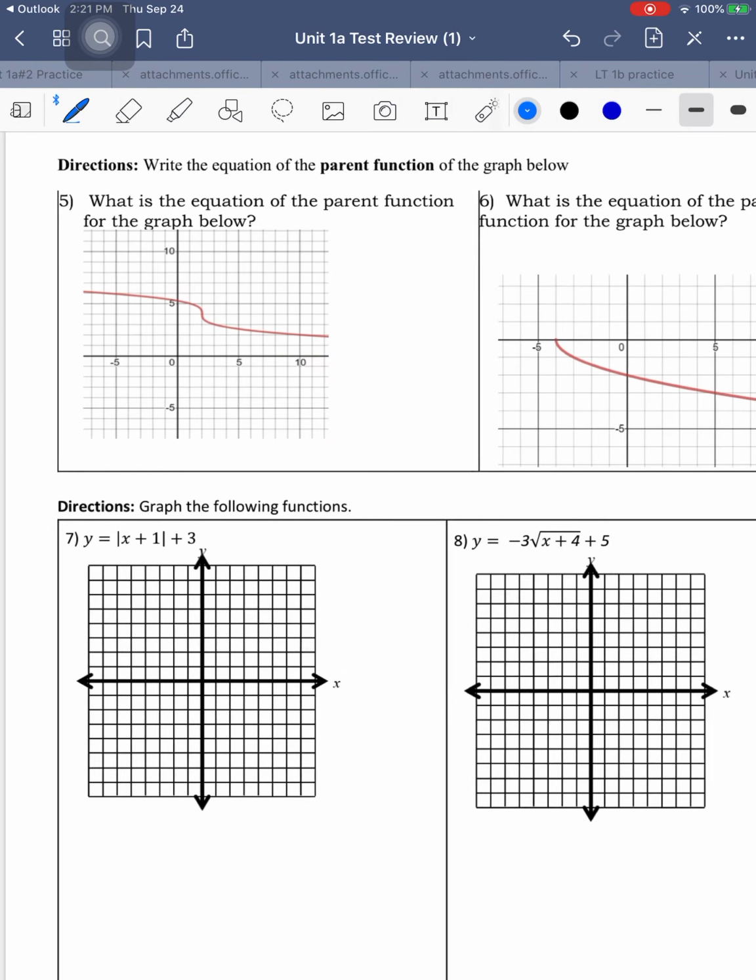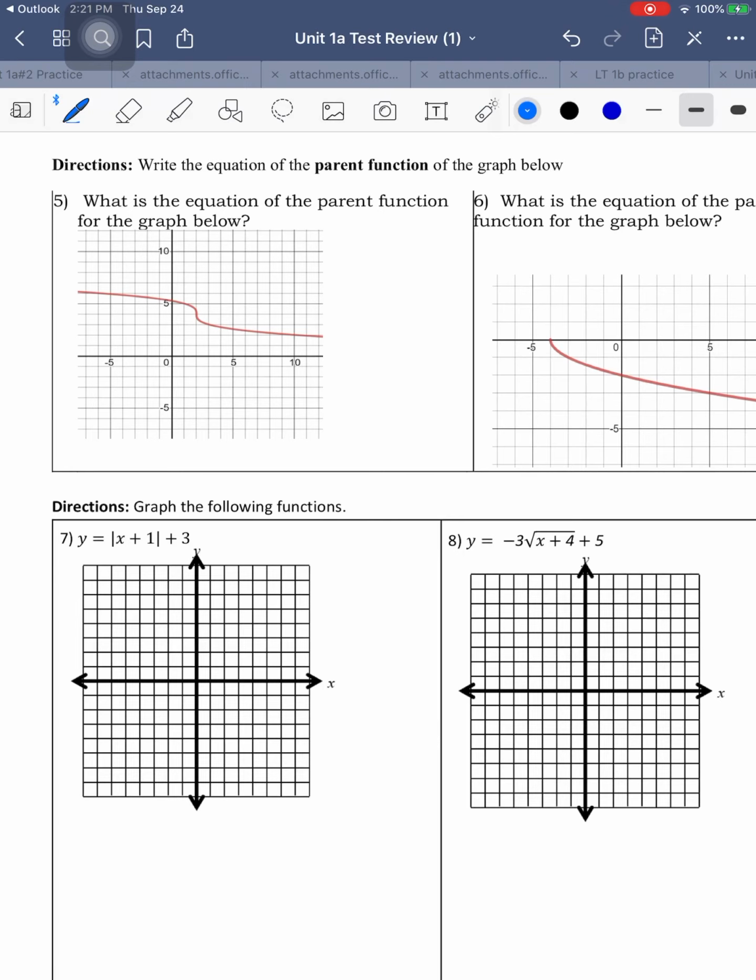Number 5, what is the equation of the parent function below? I don't want you to get the equation of this graph. It's just what general shape is this graph. And this one is the general shape. The parent function looks like that. If there are transformations that happen to it, then you'll get the red graph.